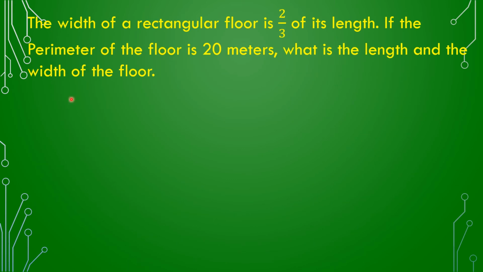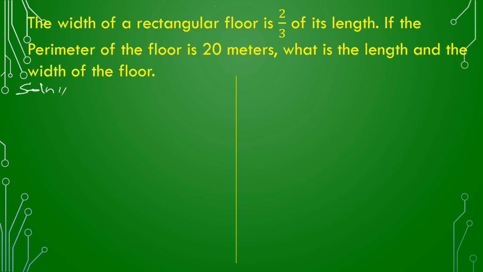Now let's take the last question. The width of a rectangular floor is 2/3 of its length. If the perimeter of the floor is 20 meters, what is the length and the width of the floor? Okay, let's do justice to this. Now solution.